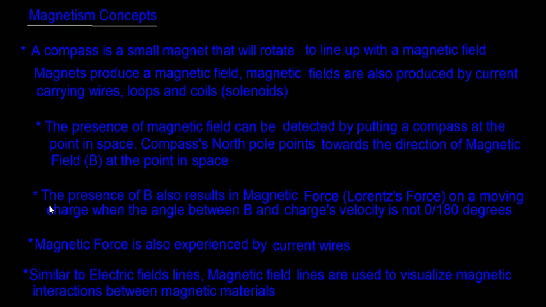Also, it's interesting to note that the presence of magnetic field at a region in space results in a magnetic force that acts on a moving charge when the angle between the magnetic field and the moving charge is not 0 degrees or 180 degrees. So there is a name for this magnetic force, which is referred to as the Lorentz force.